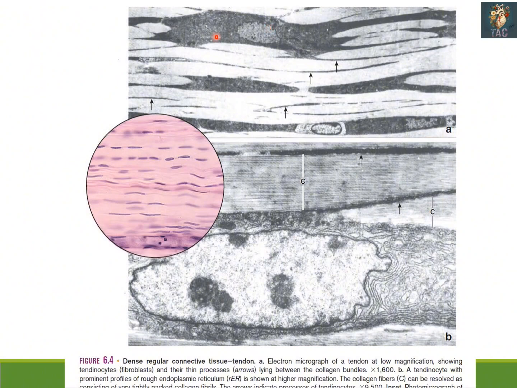The fibroblast is cylindrical in shape. It is cylindrical in shape and it has the nucleus, which is present in this section. At still further higher magnification, you can appreciate the nucleus of the fibroblast and a large number of profiles of RER, and this is the section of the collagen fibers as seen in electron microscopy.